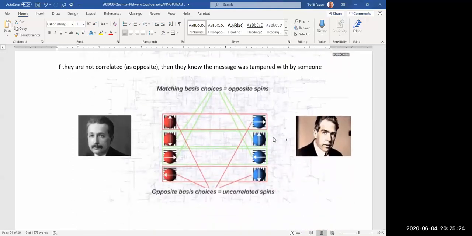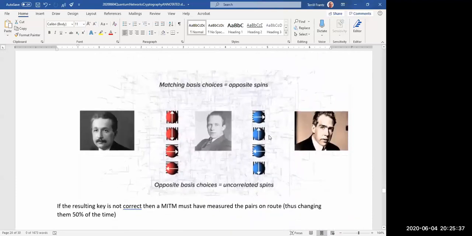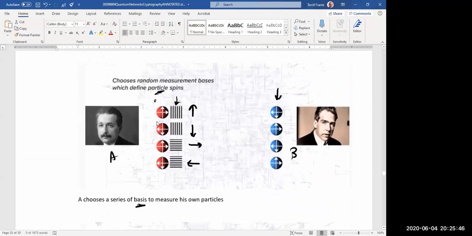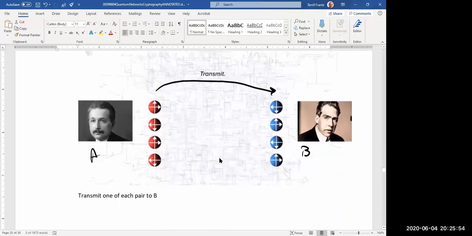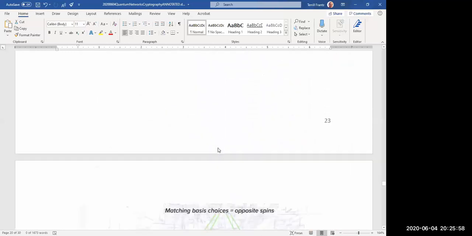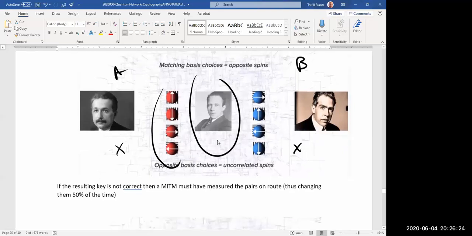Now, if someone had tampered with them, just like in BB84, they would find that they'd have different results. So quickly, that's using entanglement in Ekert 91 to distribute a quantum key in a manner that if there was a man-in-the-middle attack, then the results when A and B compare, or when they use the key, would not work, because a man in the middle had affected that process.